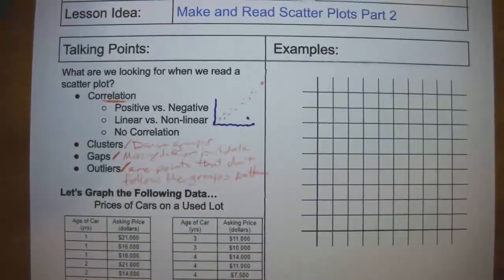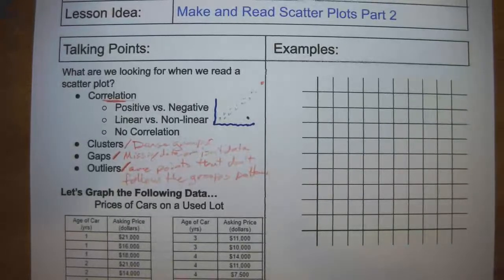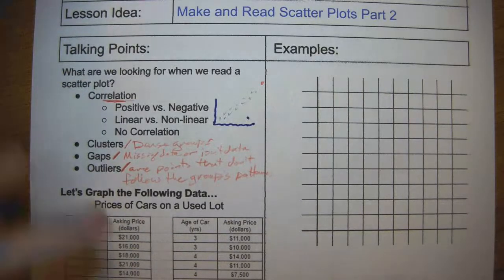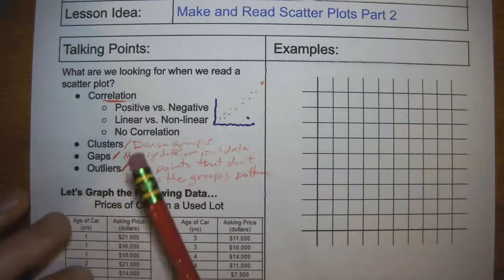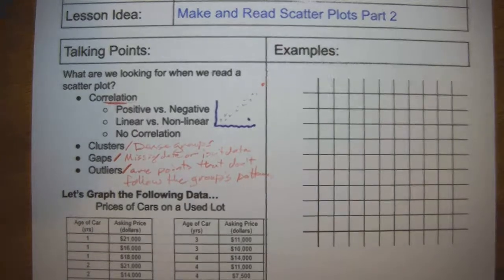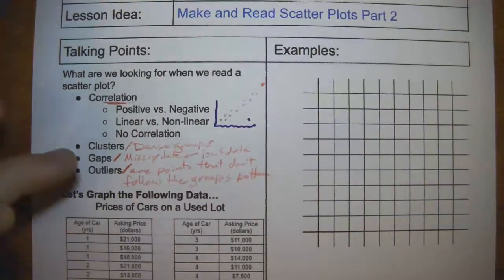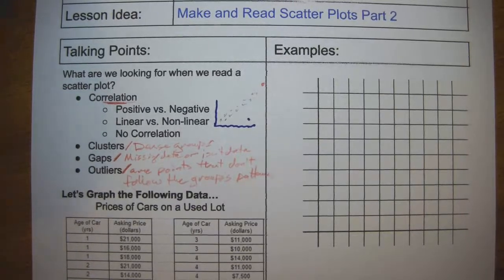So today, those are the other ideas that we're going to be looking at. Besides just making these and getting that practice in, we're going to be looking at, do we have correlation, whether positive or negative, linear or nonlinear? Remember, it could have no correlation. We talked about number of siblings and number of pets and discovered that, yeah, there is no correlation there. But we're also going to look at things like clusters, gaps, and outliers to see what that can tell us about our data set. So let's get started.